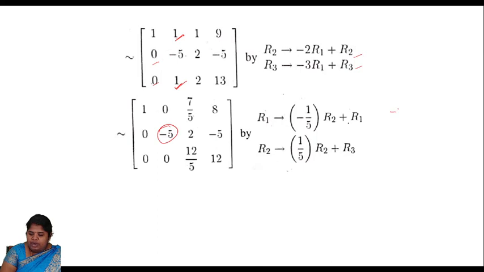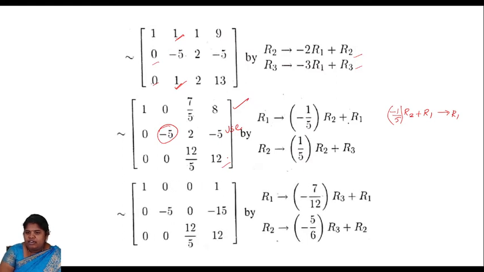So minus 1 by 5 row 2 plus row 1. Since we are going to convert row 1, we should use row 2 and row 1 to solve row 1. So minus 1 by 5 row 2 plus row 1, we can change row 1. Again 1 by 5 row 2 plus row 3, we can change this expression.